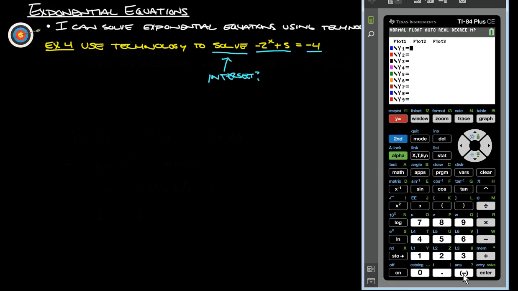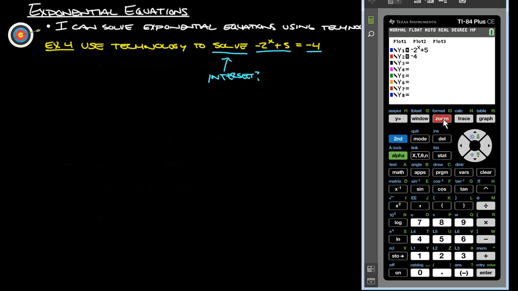When you have a negative at the beginning there, don't push subtract, always push the negative sign. So -2 to the x power, and then go over, so then we get plus 5. So there's one, and then the other one is y equals -4.